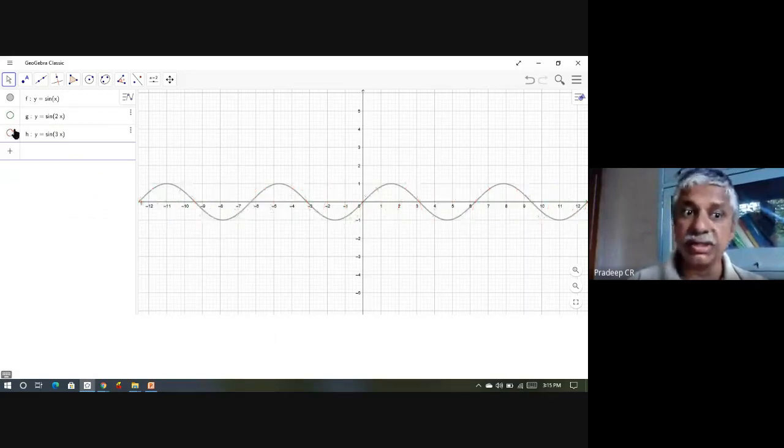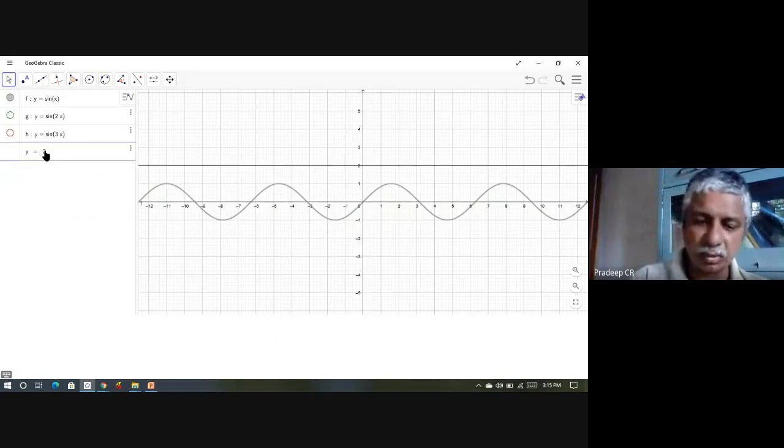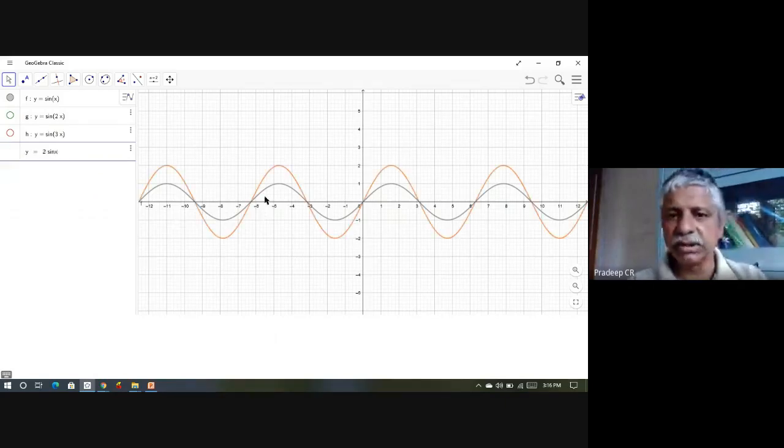Also, I want you to see what happens instead of sine x, I want to say, sine 2x. So sorry, not sine 2x, that I already told you. Y equal to 2 sine x. See this. The original blue color is sine x, the red color is 2 sine x, the graph of it. I hope you understand what I'm saying.